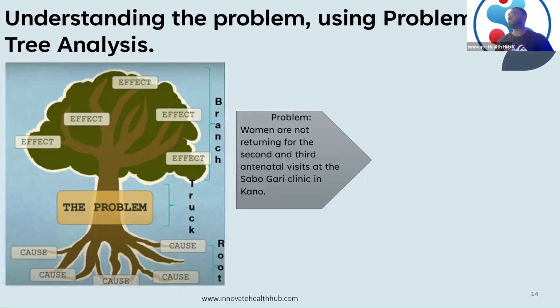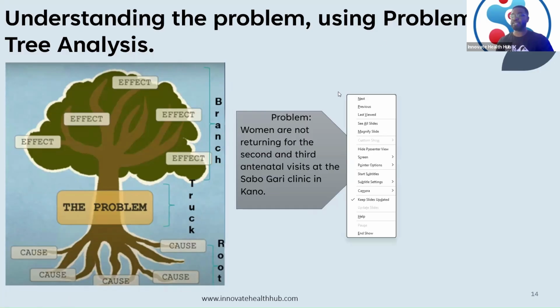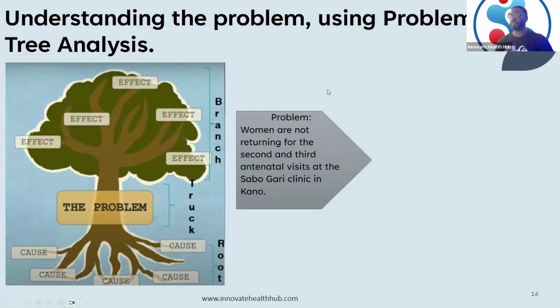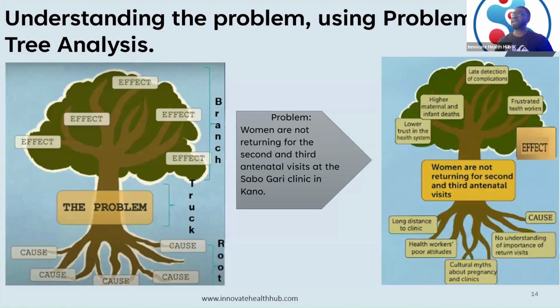Now, look at what we did here. If you look at this place, you will now see, sorry. Now, this is an analysis of this particular problem, right? So you will see women not returning for second and third antenatal. What are the causes? Some of them will tell you long distance to the clinic, health workers' poor attitude, you know, maybe the doctors are not nice. There are cultural myths about pregnancy. I think we were talking about uptake in clinical trial. There are cultural myths also. Maybe you might also want to look at something like whether a digital solution will help. Then also no understanding of impact of return visit.